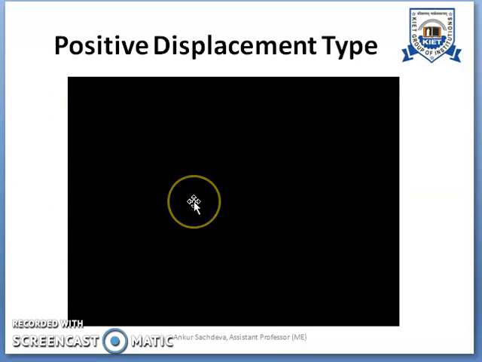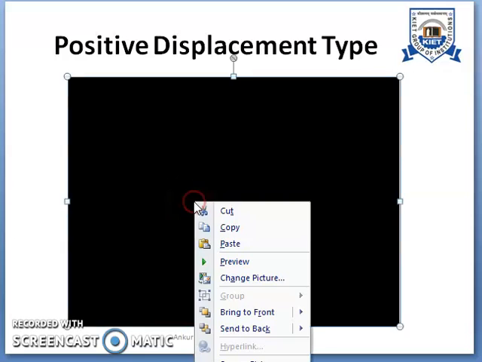Now let us first understand the positive displacement type of the compressor through the animation.